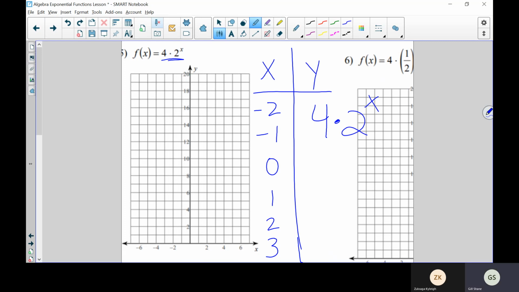Well, if x is 0, if I'm solving for this spot right here, I just plug in 0 for x. That's all I do. So that becomes 4 times 2 to the 0 power.